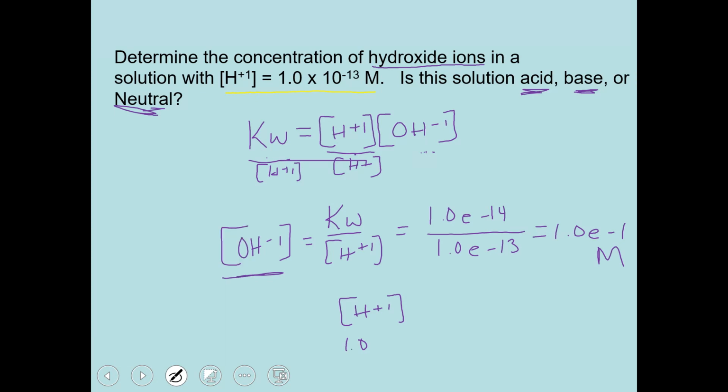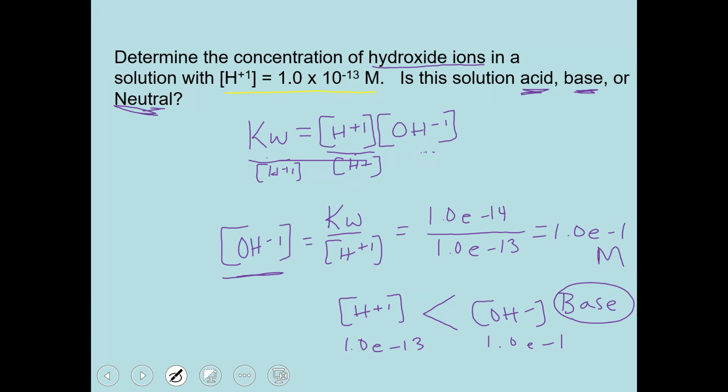The hydrogen ion was 1.0 times 10 to the negative 13 as given in the problem. And the hydroxide is 1.0 times 10 to the negative 1. Now, if they were equal, it would be a neutral solution. But in this case, the hydrogen is a lot less than the hydroxide, and that makes this solution a base, or basic. Okay?